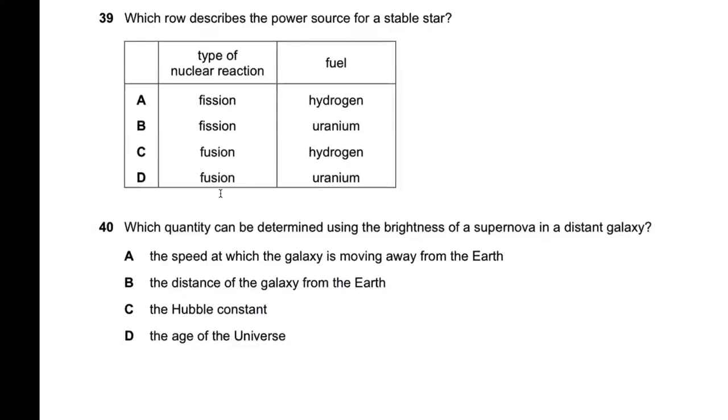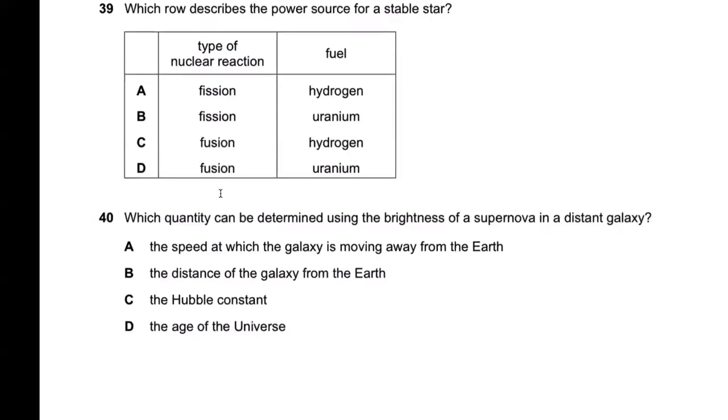40 is again an IGCSE only question. Which quantity can be determined using the brightness of a supernova? The brightness of a supernova can allow us to calculate the distance of the galaxy from the Earth. The amount of redshift can allow us to calculate its speed away from the Earth. And then using both of these together, we calculate the H naught values, the Hubble constant values.